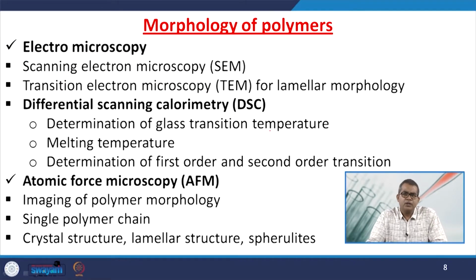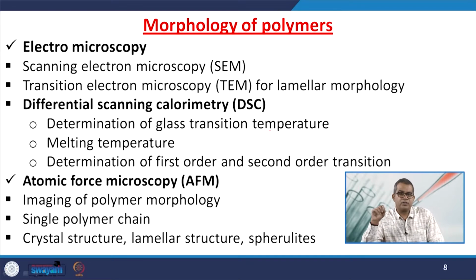Sometimes electron microscopy is used for the analysis of the morphological structure of polymers. There are two types: scanning electron microscopy and transmission electron microscopy, for the lamellar morphology. Then DSC, or differential scanning calorimetry, is used for the determination of glass transition temperature and melting temperature, because melting temperature is again very important for the processability of the polymer, and for the determination of first order and second order transitions, etc.